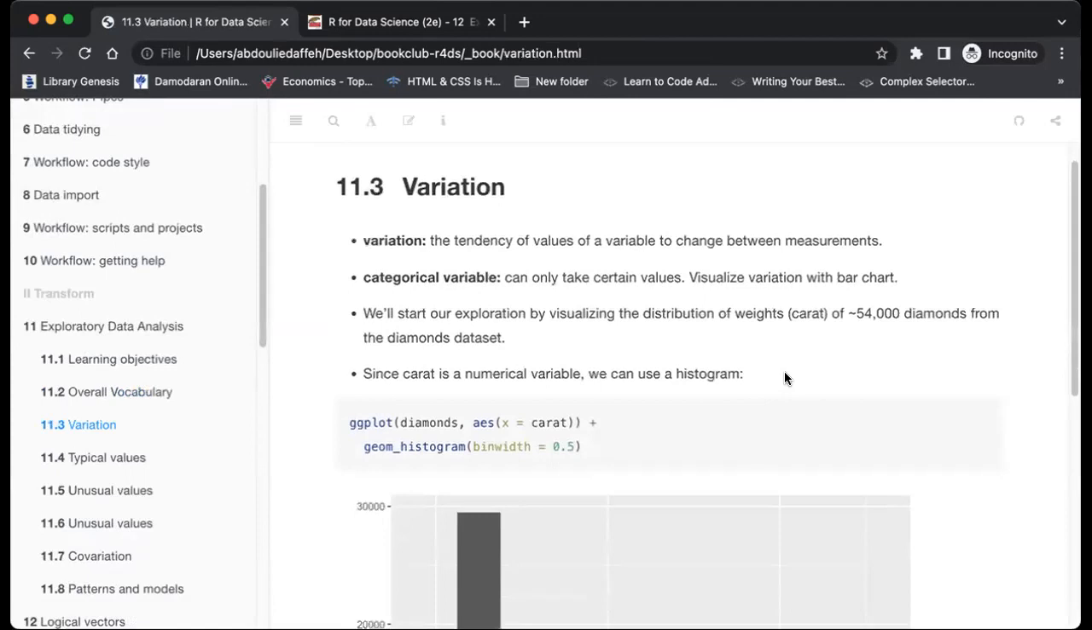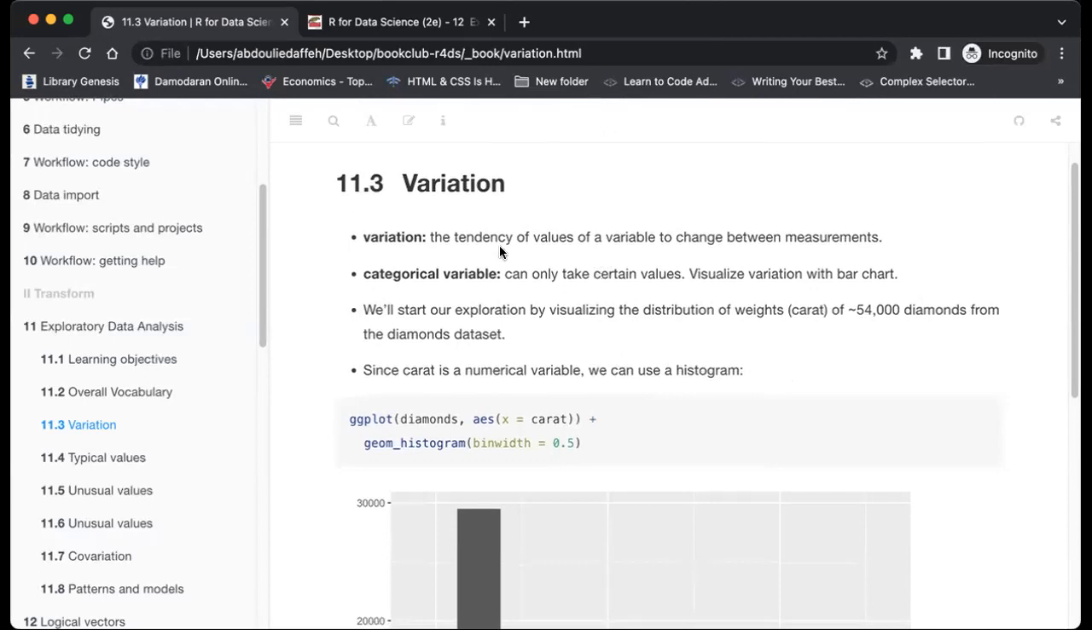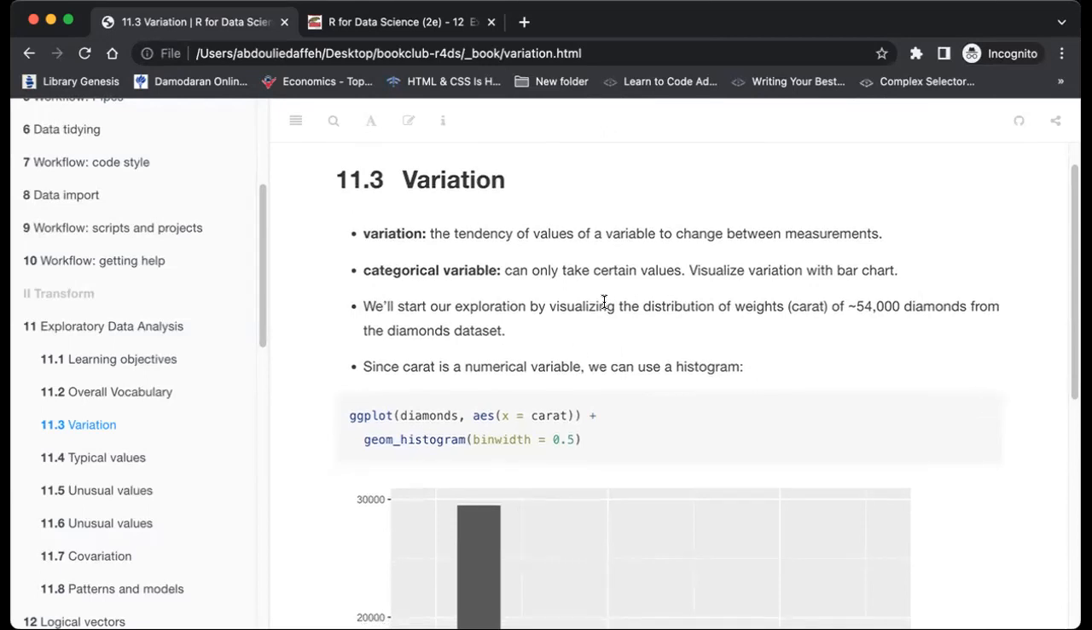So we start with looking at variations, like the tendency of values of a variable to change between measurements. Basically, that's the variation. In this chapter, the author is looking at two types of variables: categorical variables, which could take certain values, like gender, for example, and also numerical variables. We could also consider them as continuous variables. So these are the two types of variable considered, the categorical and the numerical variables.